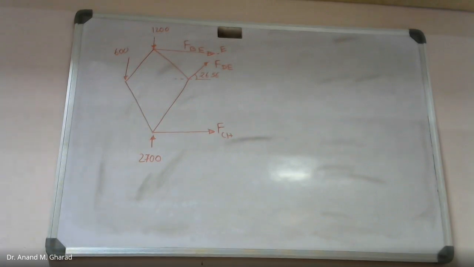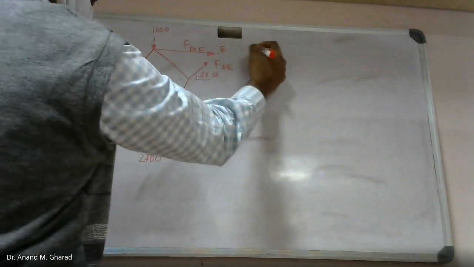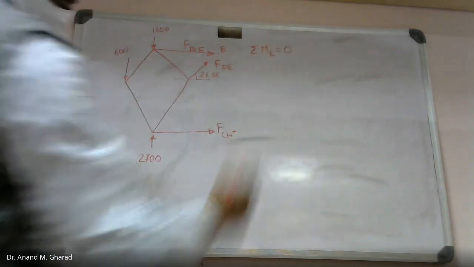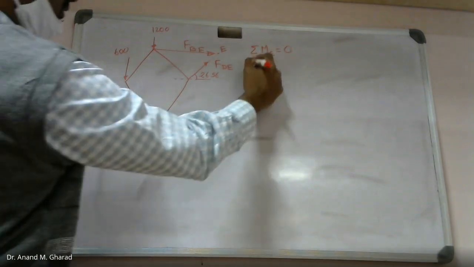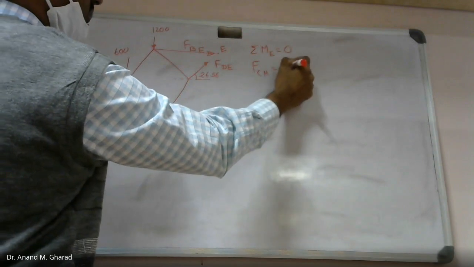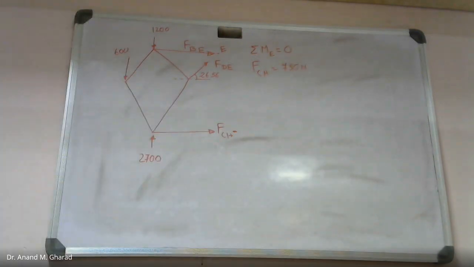How many forces did we identify? I think force in member CH, isn't it? That was identified? Yes or no? Yeah. This force in member CH was evaluated by using the equation summation of moment about point E equal to zero. Based on this, what we have found, force in member CH came out to be 750 newton, as you can see. Okay. So the next step is to identify the force in member BE and DE.